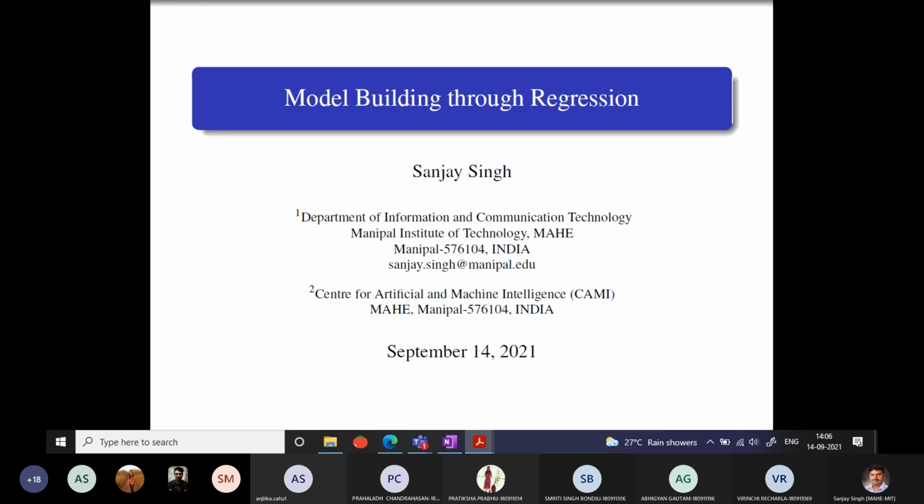Okay. So today I'll be starting with another chapter in this module: model building through regression. Majorly regression, and we'll talk about linear regression. This is not directly related to neural networks, but these are the building blocks used for them. And this module is a little mathematically intensive, not much, a little.